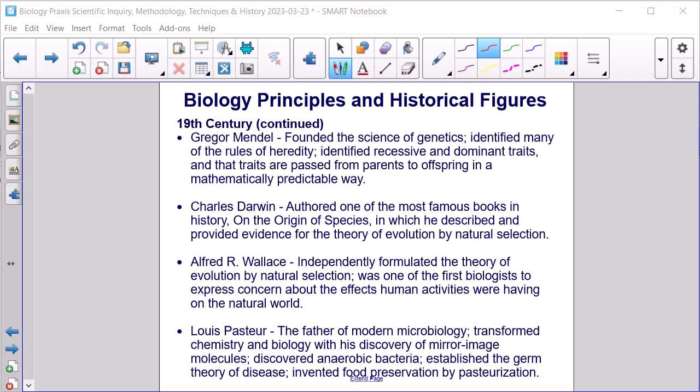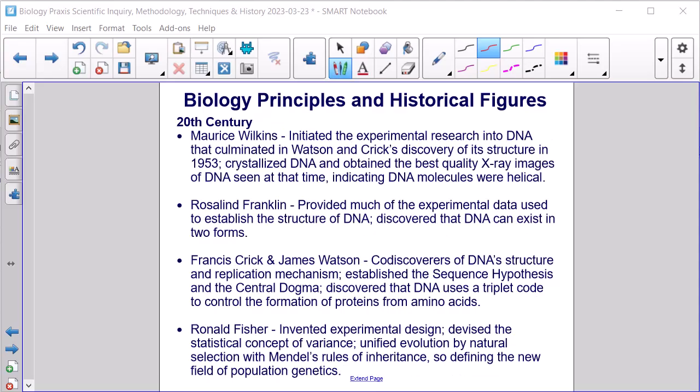Alfred R. Wallace independently formulated the theory of evolution by natural selection and was one of the first biologists to express concern about the effects human activities were having on the natural world. Louis Pasteur, the father of modern microbiology, transformed chemistry and biology with his discovery of mirror image molecules. He discovered anaerobic bacteria and established the germ theory of disease, invented food preservation by pasteurization.